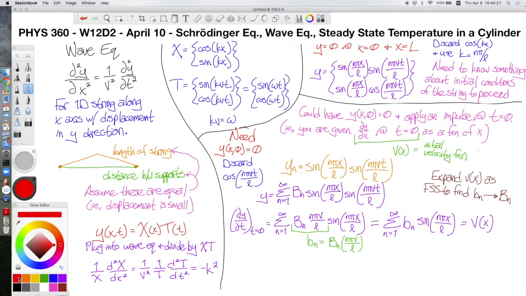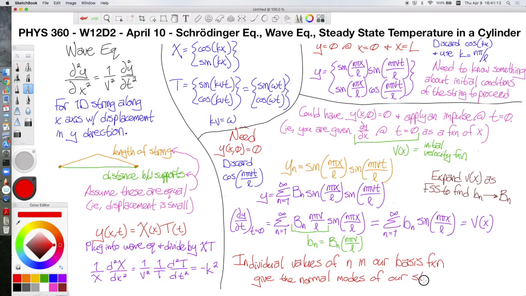The only other thing I want to mention about the wave equation problems is what these individual values of n represent here. So if you pick just a single basis function with a given value of n, you are getting the normal modes of this string. So that's all that I plan to talk about the wave function.